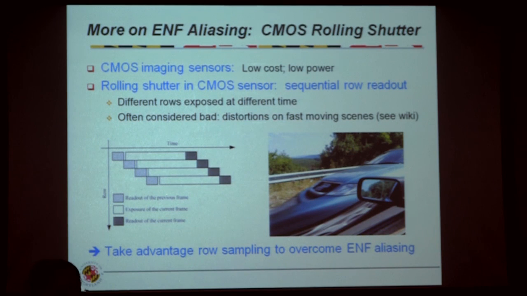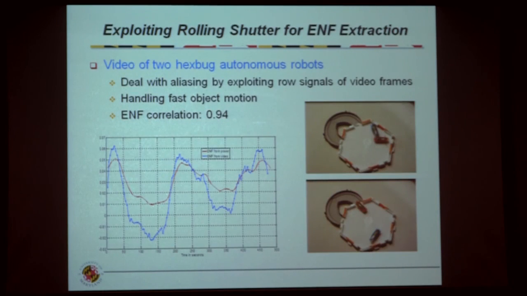But think of our aliasing problem. Before, we were complaining that we only have 30 frames per second capturing that scene, and we want to estimate something up to 100, 120 hertz. But if we can take advantage of that line-by-line sampling, we potentially can have a much higher sampling rate than that frame rate. So we need to take advantage of that and also handle motion.